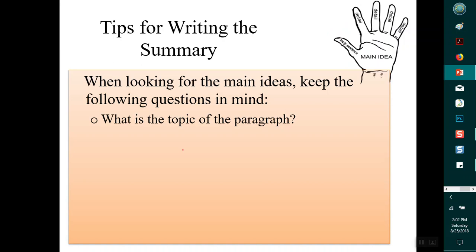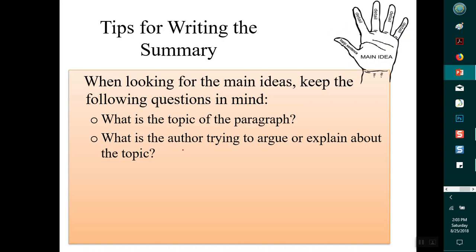Sometimes teachers talk about a summary, or a paragraph, being like a hand. So there's a main idea and all the other things are kind of connected to that main idea. Look at the topic sentences. Look at some of the supporting details. What's the author trying to argue or explain about the topic? I need to know that from you if you're writing a summary.